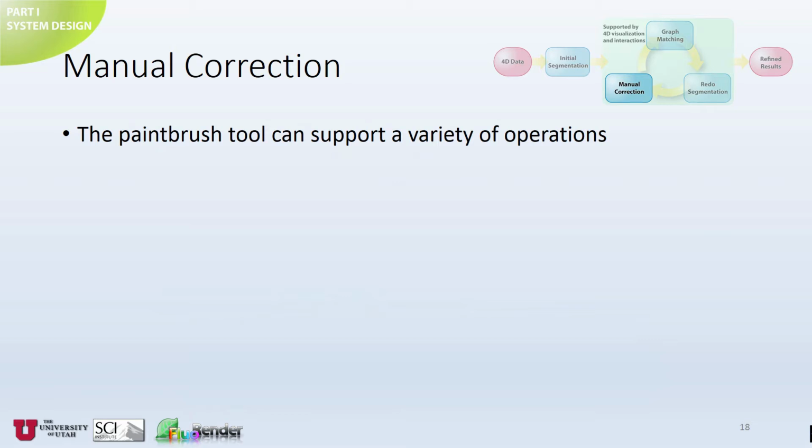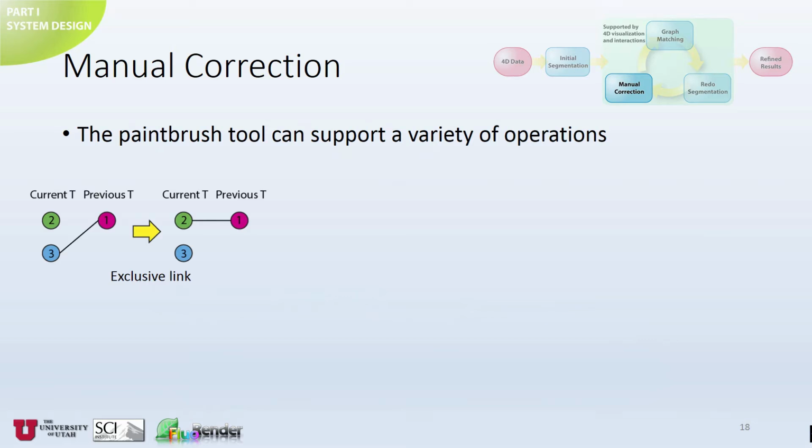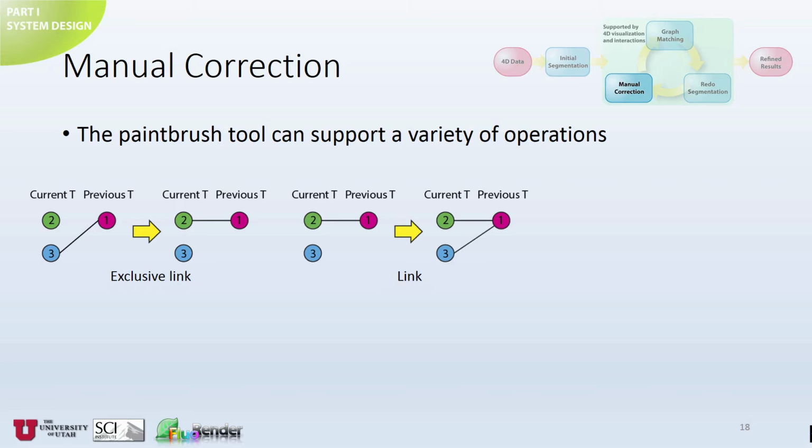We can use the paintbrush tool to select cells and perform a series of operations to modify the tracking results. When a cell is incorrectly linked to another cell, we can select both the cell and the correct one, and perform an exclusive link. It breaks all existing links and then links the selected ones. Sometimes we want to link more than one cell to a single cell. This is because cells may split or one cell is over-segmented. We can select the cells we want to link and perform a link operation. It won't break existing links.